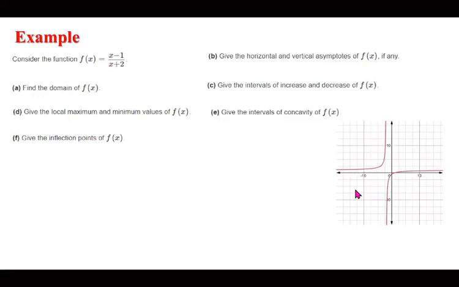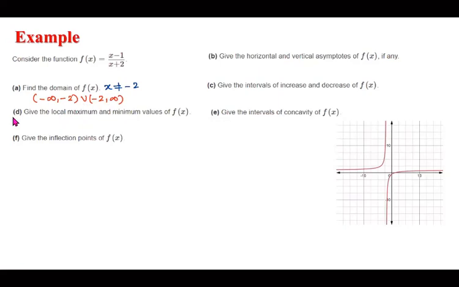Now the first part is to find the domain of the function. If we look at this function carefully, the denominator will be 0 when x equals -2. That means the domain would be everything except -2. In interval form, it is from -infinity up to -2, and then from -2 up to infinity. I have to exclude -2. That is the domain of the function.